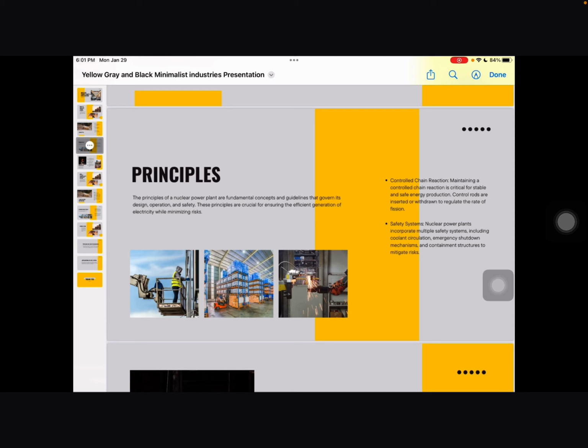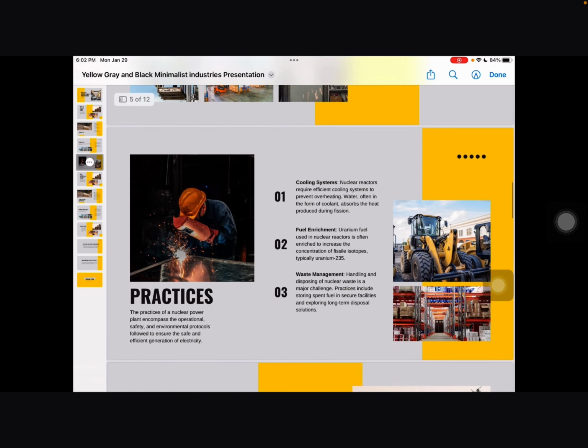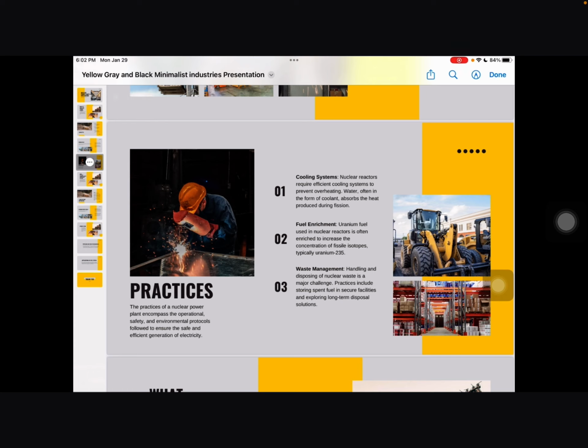The first is the controlled chain reaction. Maintaining a controlled chain reaction is critical for stable and safe energy production. Control rods are inserted or withdrawn to regulate the rate of fission. Safety system. Nuclear power plants incorporate multiple safety systems, including cooling circulation, emergency shutdown mechanisms, and containment structures to mitigate risk.